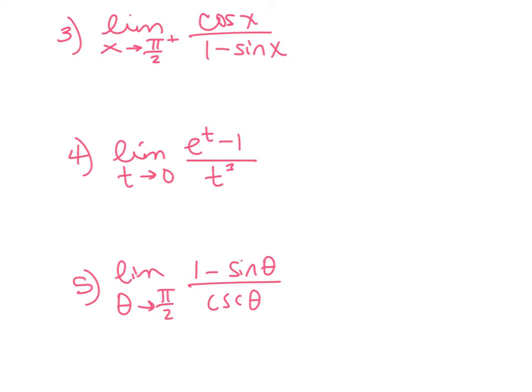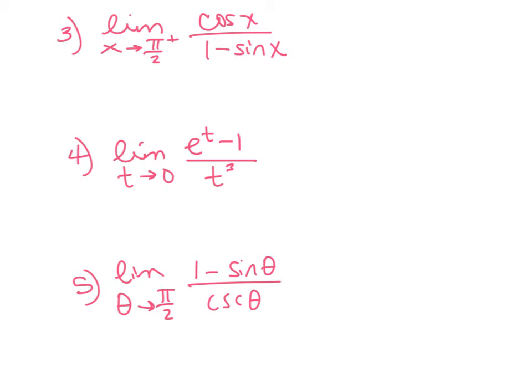Okay, in number 3, we have the limit as x approaches pi over 2 from the right of cos x over 1 minus sine x. L'Hopital's rule works for evaluating limits from the left, from the right, to positive infinity, and negative infinity. Here, again, I would plug in pi over 2. Always do this to make sure it is one of these two types.